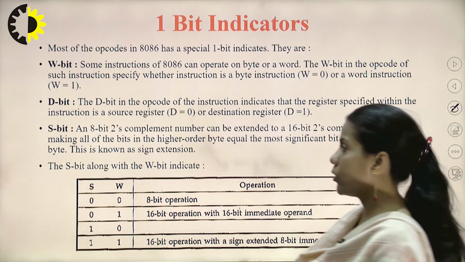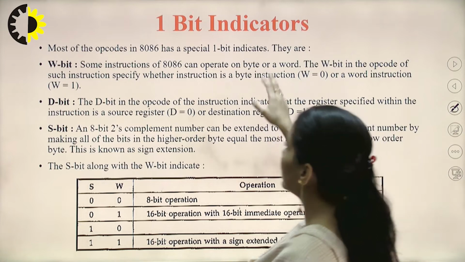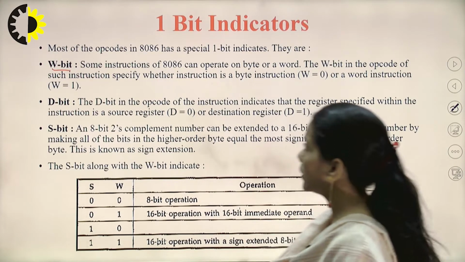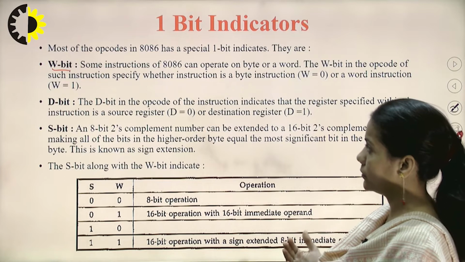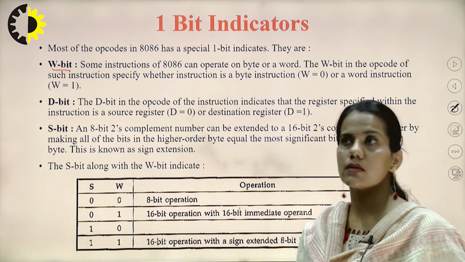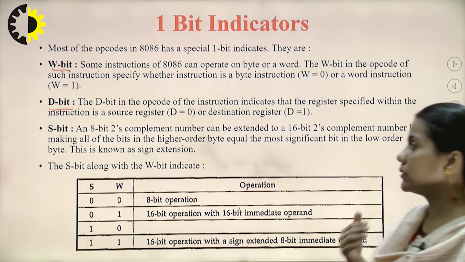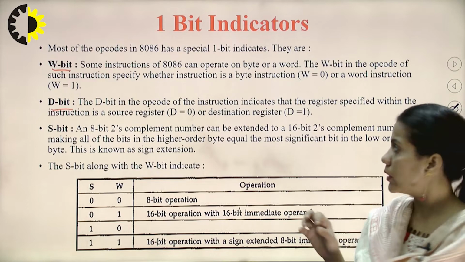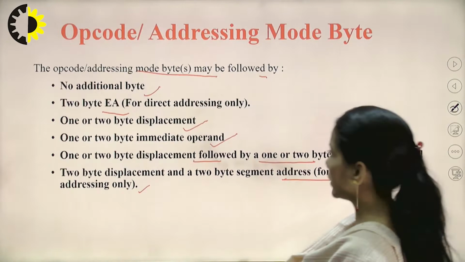Now when we talk about the instruction format, this term is very important, that is 1 bit indicators. What are these indicators? Like there is W bit, this bit specifies whether we are working on the word or the byte. So when we are working with the word, this W bit is 1, if we are working with the byte, this W bit is 0. Now D bit, that will tell us that the register mentioned in the register part. So the register is specified within the instruction, that is this part.